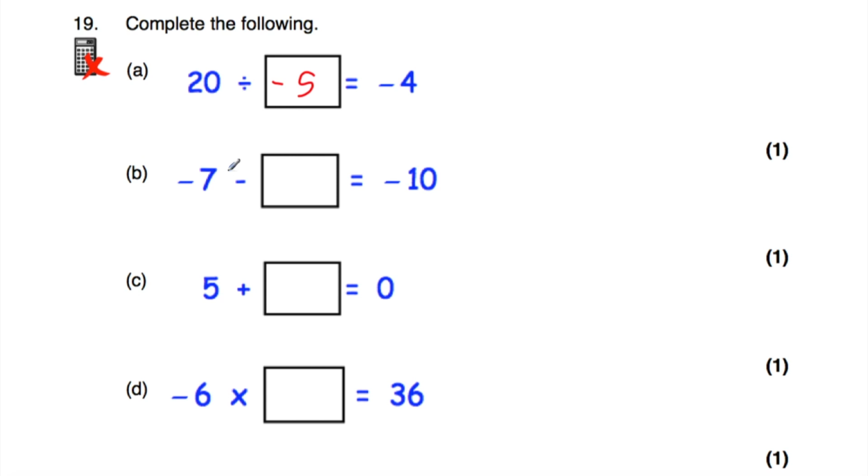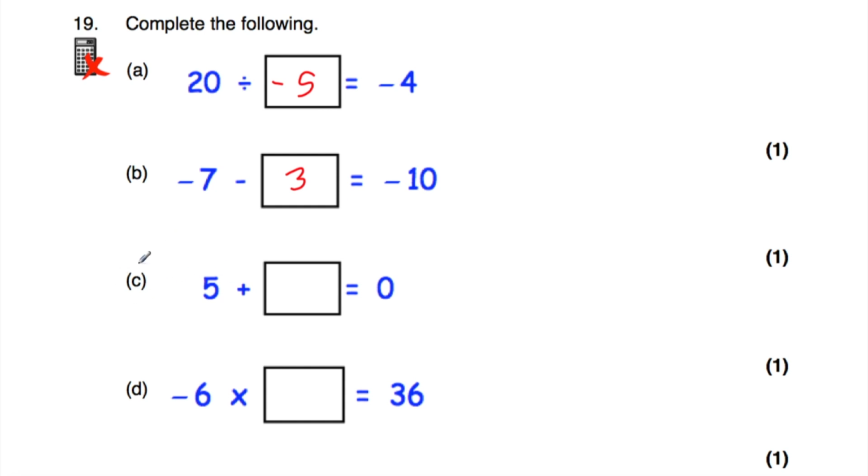And that's it. Okay, part B. Part B, we've got negative 7 subtract something is equal to negative 10. So we're at negative 7 and we want to get to negative 10. So that means we want to go down 3. So that means we just need to subtract 3. So negative 7 take away 3 should be negative 10. And let's just check. Negative 7, if we go down 3, negative 8, negative 9, negative 10. And that brings us to minus 10. So that means that we are going to be taking away 3.